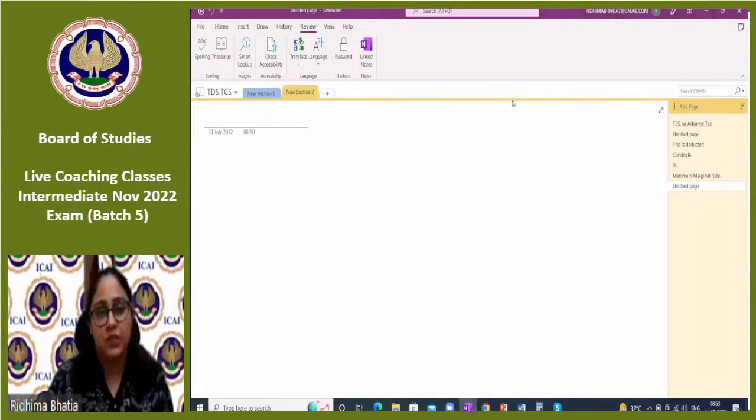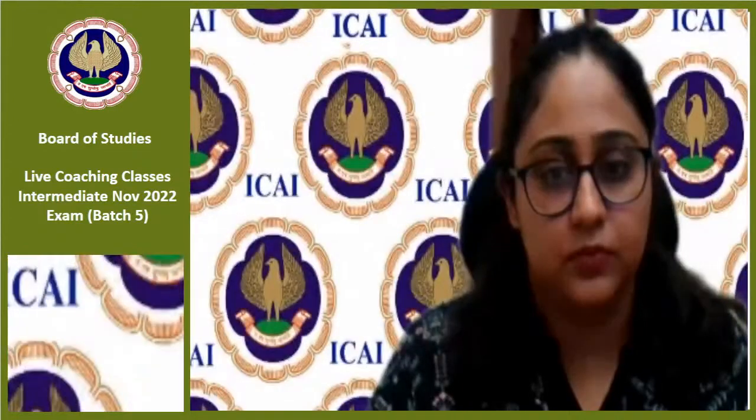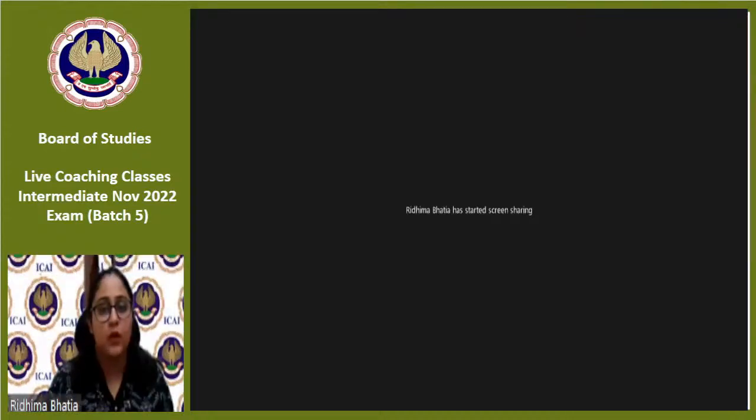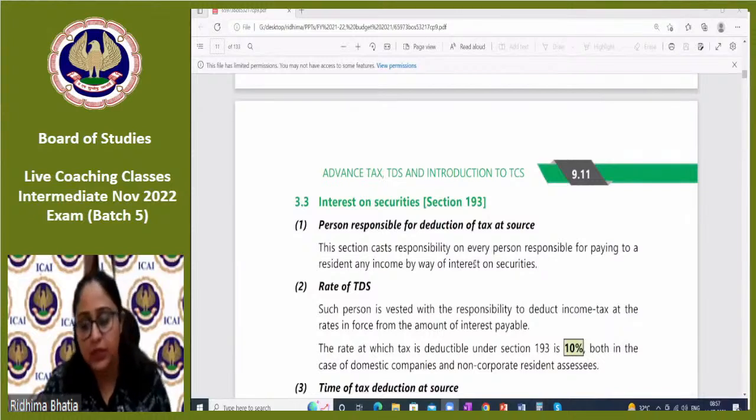Another section which is there is TDS on interest on securities. What are securities? Like which are the bonds, your saving certificates, national development bonds, all of these are your securities.